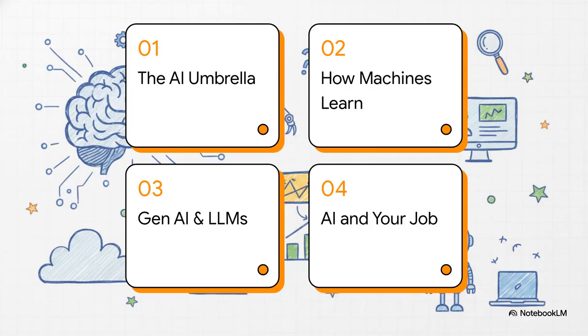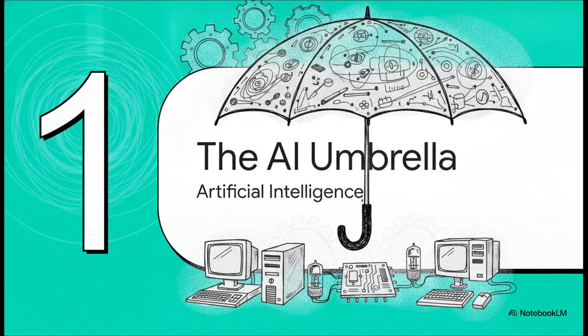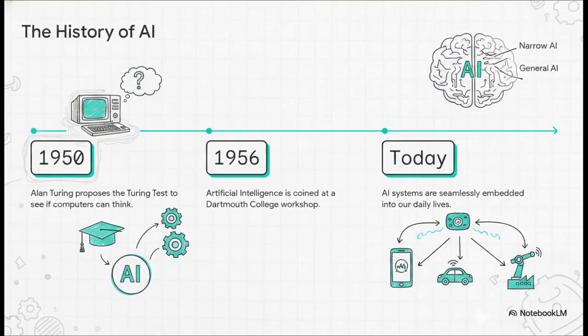Here is our quick game plan for today. We're covering 1. The AI umbrella, 2. How machines learn, 3. Generative AI and LLMs, and finally, 4. AI and your job. Okay, let's jump right into section 1, the AI umbrella. Let's start with that outermost doll.